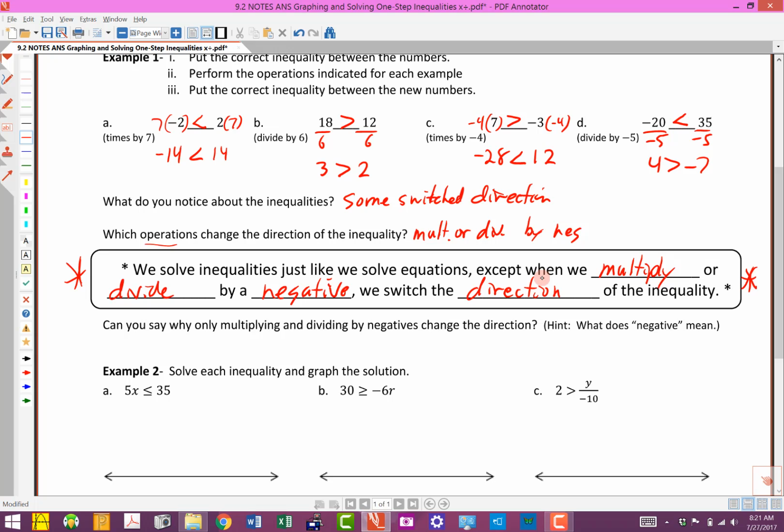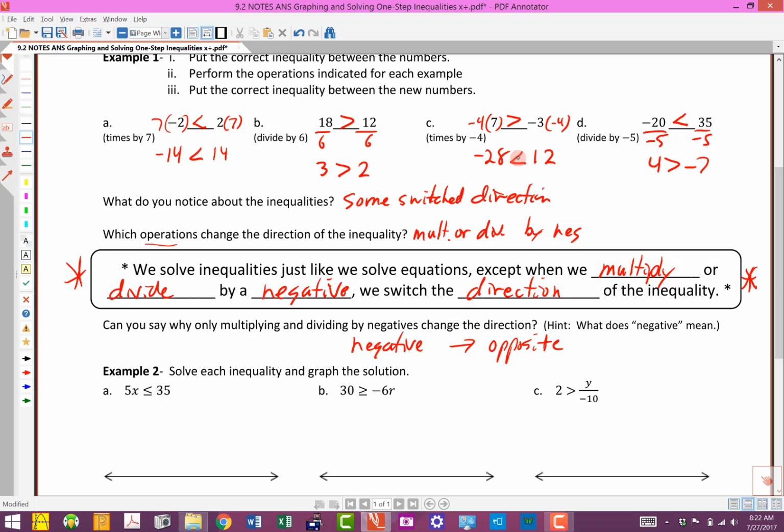Can you understand why it works that way? Can you say why these two operations, multiplying by 7 and dividing by 6, didn't change the direction, but here when we multiplied by negative 4 and here when we divided by negative 5, it changed the direction? Well, if you remember what negative means, that gives us a clue. Negative means opposite. So we're introducing the idea of an opposite. Whenever we multiply by a negative or divide by a negative in an inequality, it makes the numbers the opposite of what they used to be, the opposite direction from 0. So 7 used to be bigger than negative 3, but when we multiply by a negative, that's the opposite sign. So this one ends up being negative, that one ends up being positive.